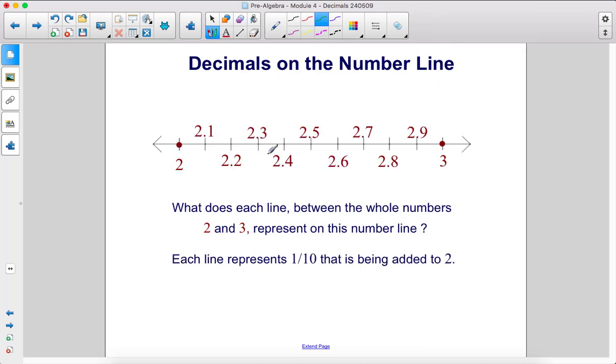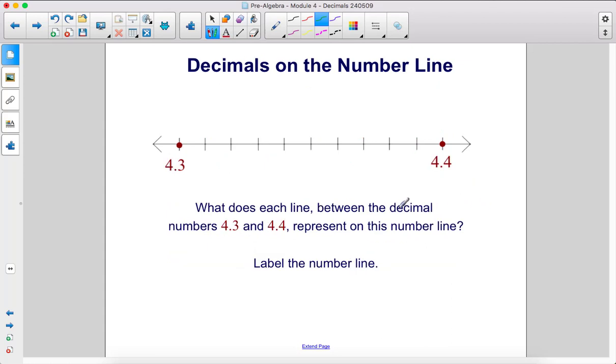Each line represents 1/10 that is being added to 2. So we're splitting up a value of 1 into 10 parts. And each part then has a width of 0.1.